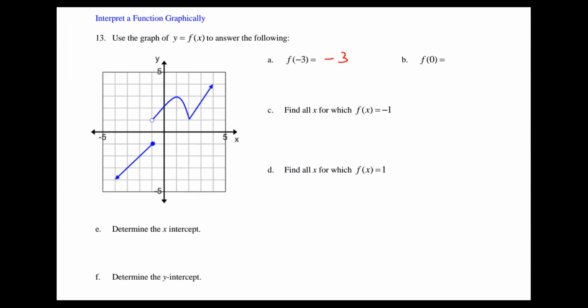Next, f of 0. So let's look at 0. So x value 0 is right here. Where does it meet the graph? The graph meets at this point, which is 2. So that means f of 0 is going to be 2.